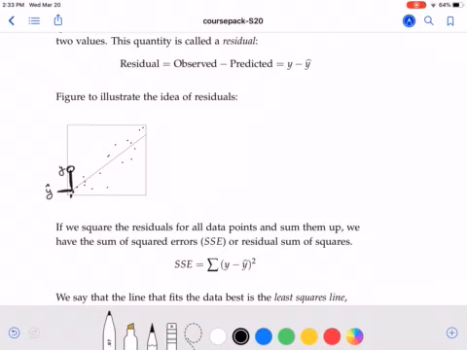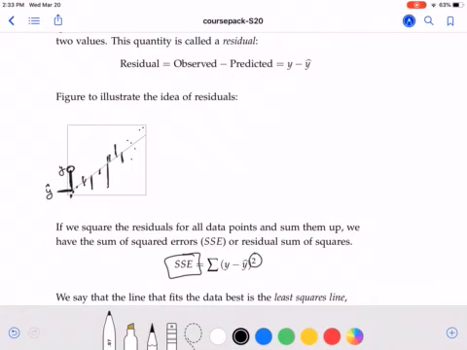So every data value in our data set, every point on this plot, if we look at that vertical distance from the point to the line, those are our residuals. The idea then is to square those so we don't get positives and negatives canceling out, and add them all up, and that term is called SSE.